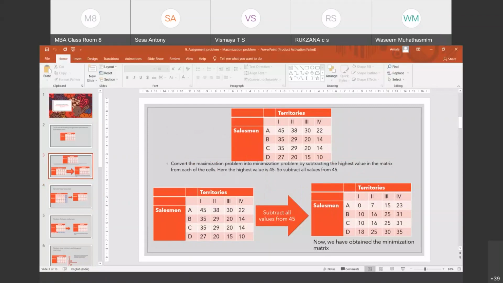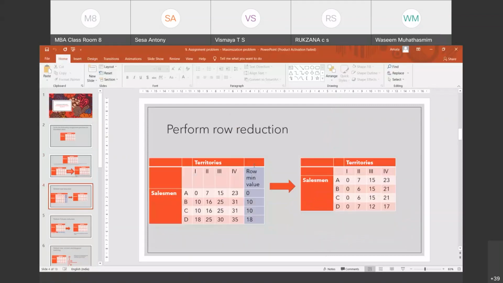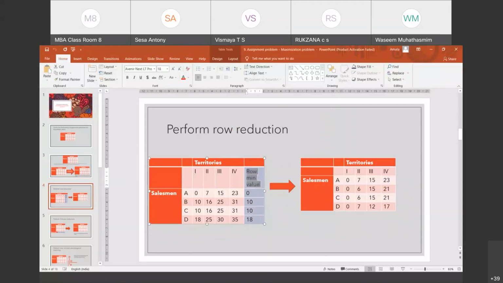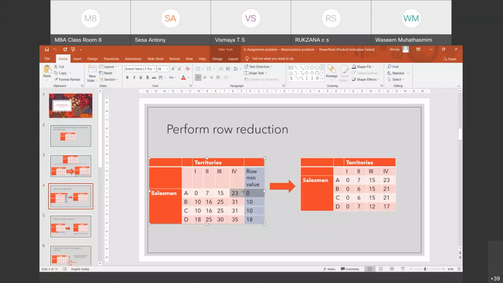The second step in phase 1 is row reduction and column reduction. How do you do that? Row reduction, the same steps we saw in the first class. First of all, find the row minimum value. In the first row, the row minimum value is 0. Second row, minimum value is 10. Third row, the minimum value is 10. Fourth row, the minimum value is 18. So subtract each of those minimum values from the corresponding values in that row. So you will get the row reduced matrix.